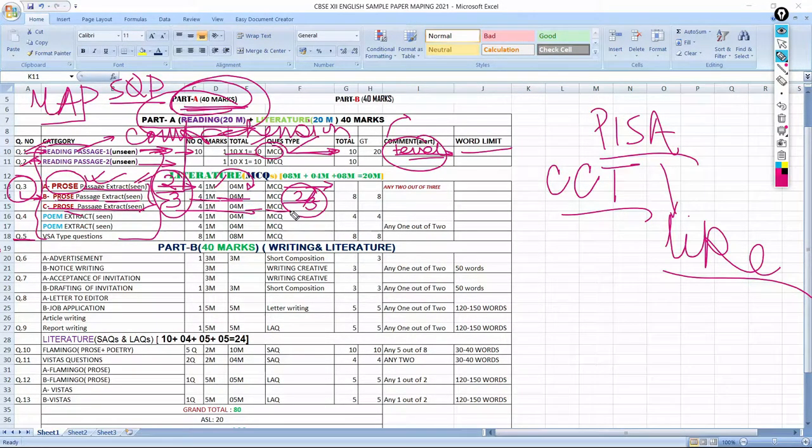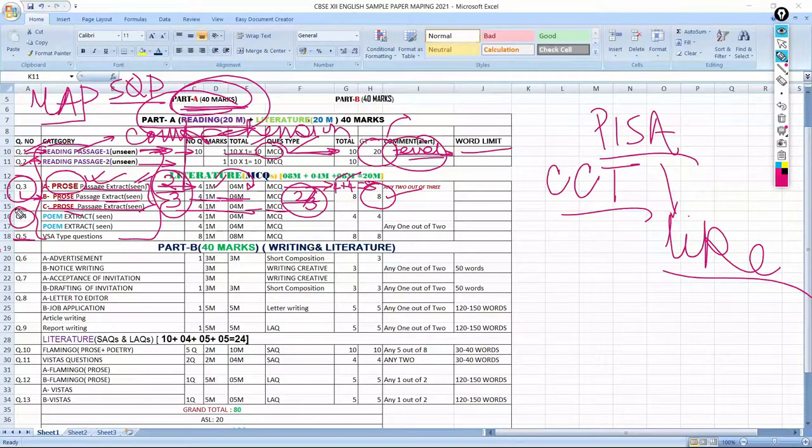That means here 4 plus 4 equal to 8, means only 2 questions are to be done, and 1 question will carry 4 marks. In total there will be 8 marks. So you have seen 20 plus 8, that means now you have seen 28. Let us go further to the next one, question number 4.